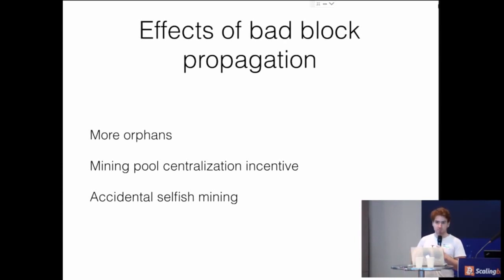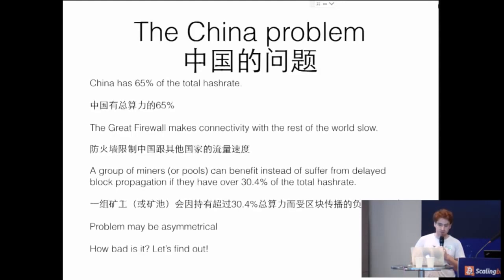And the effects of bad block propagation rates have already been talked about by Peter Todd and others, so I'm not going to go over it too much. But the quick idea is that currently China has 65% of the hash power. In actuality, not all of that hash power is running on servers in China, because most of the Chinese pools have servers all around the world, and they do some of the block creation abroad and some of it domestically in China.